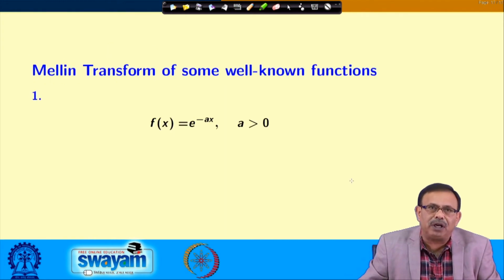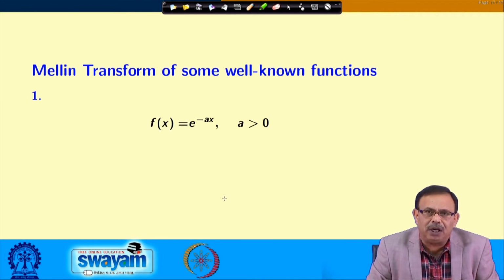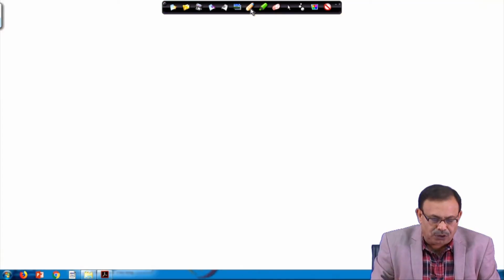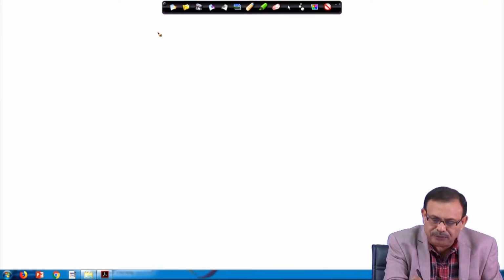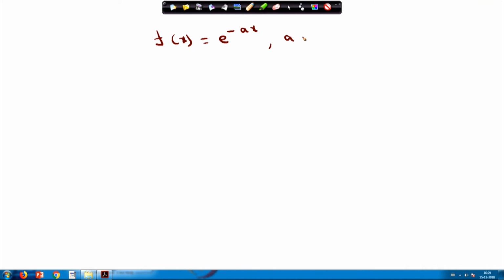Now, let us see one example, the Mellin transform of some well known functions. The first one is f(x) equals e to the power minus a x, where a is greater than 0. So, your function is f(x) equals e to the power minus a x, where it is given that a is greater than 0. We want the Mellin transform of e to the power minus a x.